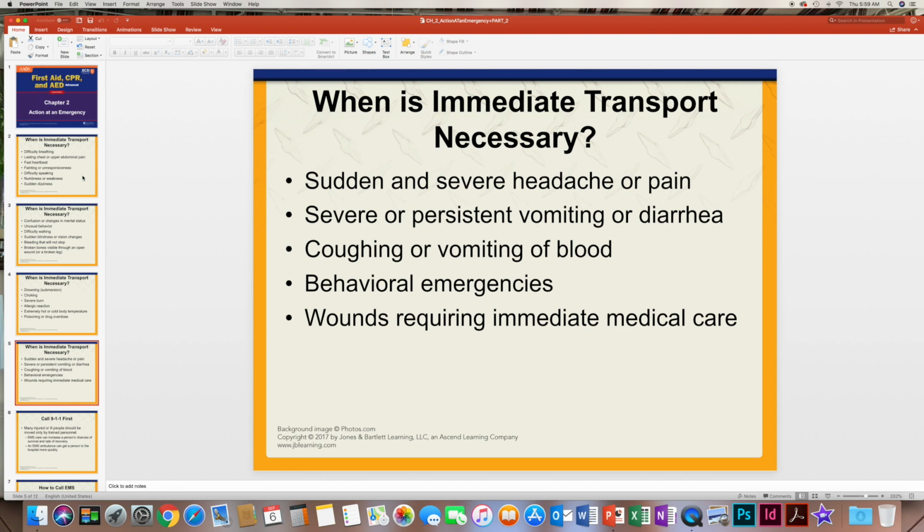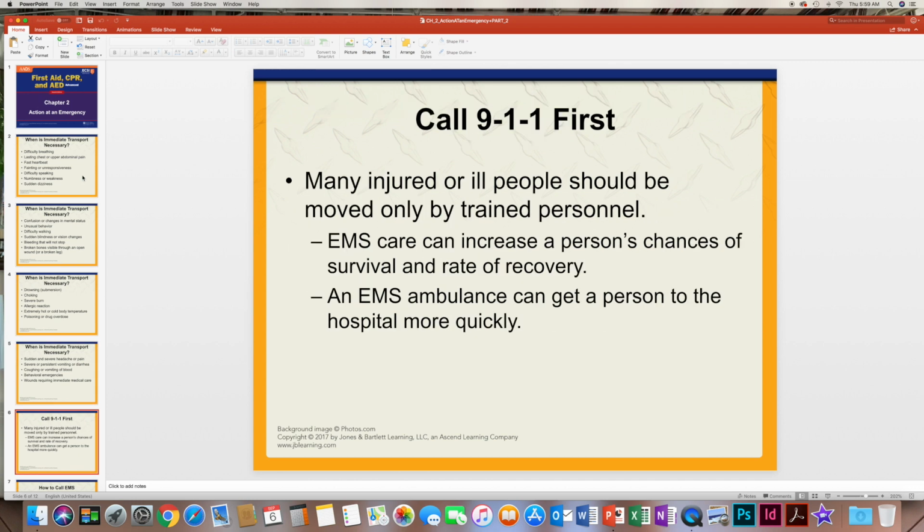If there's sudden headache or a type of headache that is different than any pain they've ever had before, persistent vomiting, diarrhea, coughing or vomiting of blood, or any type of wounds that seem severe enough that need immediate medical care, you need to call 911.